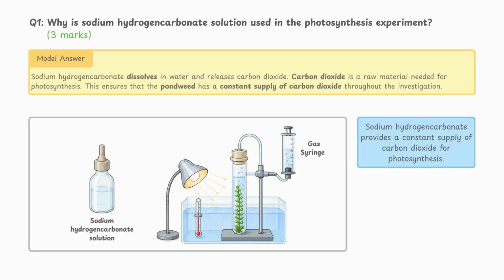Final answer. Sodium hydrogen carbonate dissolves in water and releases carbon dioxide. Carbon dioxide is a raw material needed for photosynthesis. This ensures that the pondweed has a constant supply of carbon dioxide throughout the investigation.